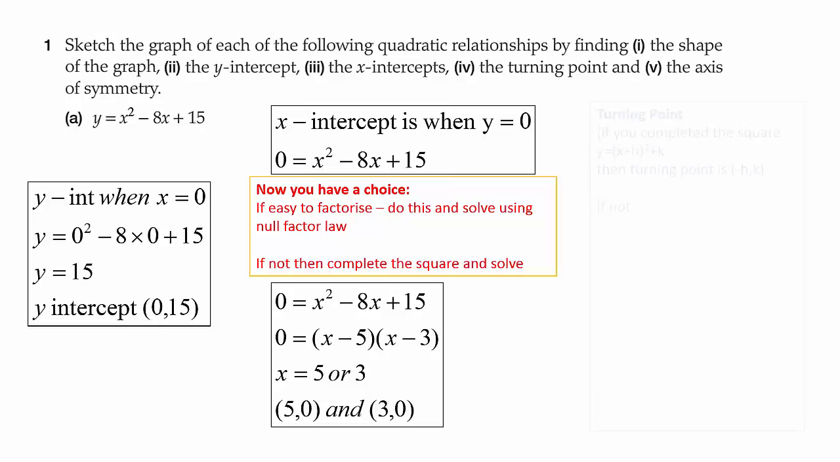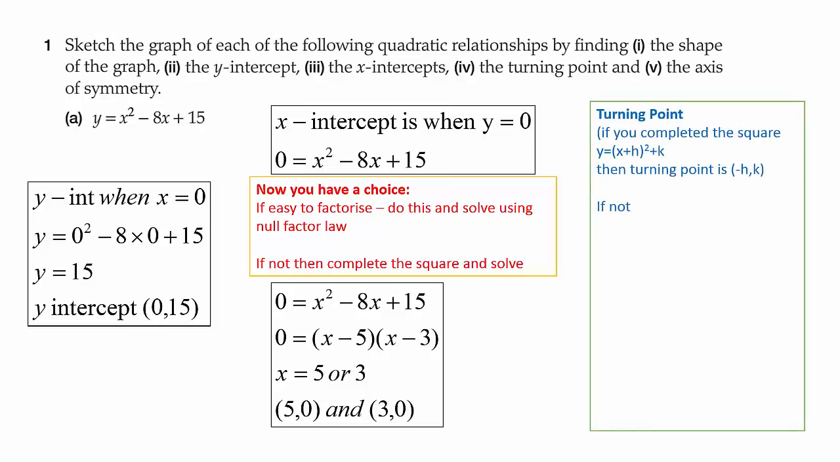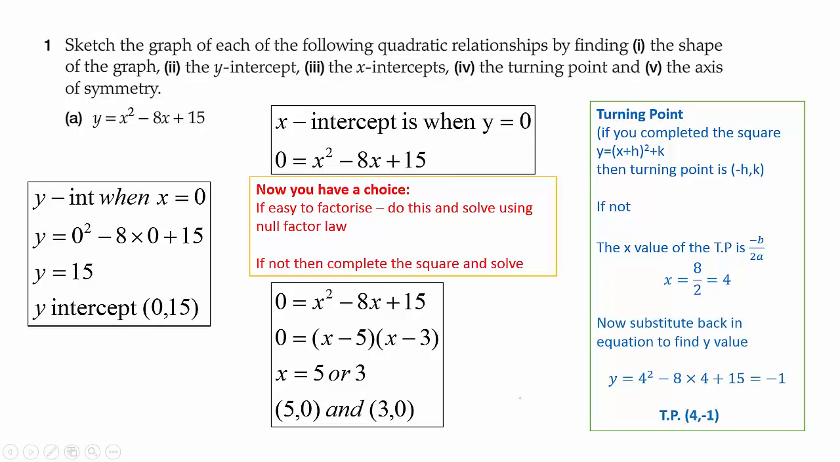We need a turning point. If you had completed the square, that's really easy. You just read it off: it's (negative h, k). But you didn't complete the square. We factorized over here, so we need another rule for finding the turning point. For the general form equal to 0, the formula is negative b divided by 2a, which will get you the x value. Negative b in this case is negative 8, so negative 8 is 8. 2 times a, in this case a is 1, so 2 times 1. 8 divided by 2 is 4, which is the x value of the turning point. Substitute this back into the original formula to find the y value, and now you have a turning point.